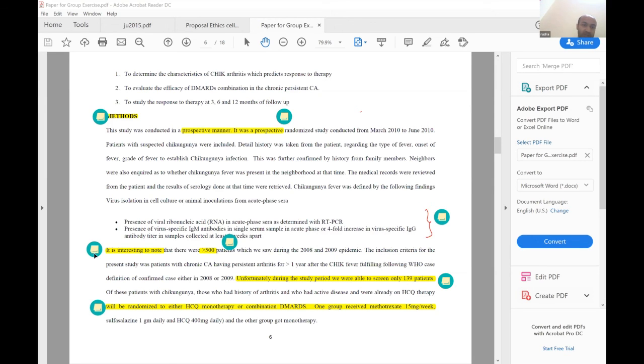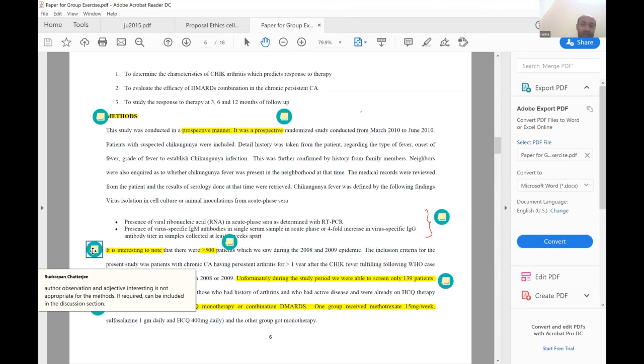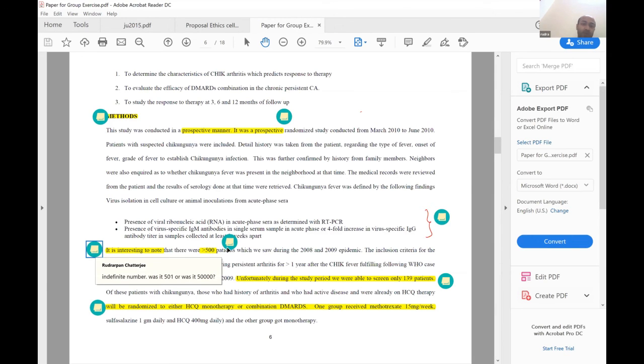So coming to this next sentence, it is interesting to note that there were more than 500 patients. So I would avoid such adjectives like "interesting to note." If at all I have to make that observation, I would put that in the discussion rather than the method section. And again, greater than 500 is a very non-specific thing. Was it 501 patients? Was it 50,000 patients? We don't really get any information how many patients actually were there. So a specific number instead of something like greater than 500 would be better.